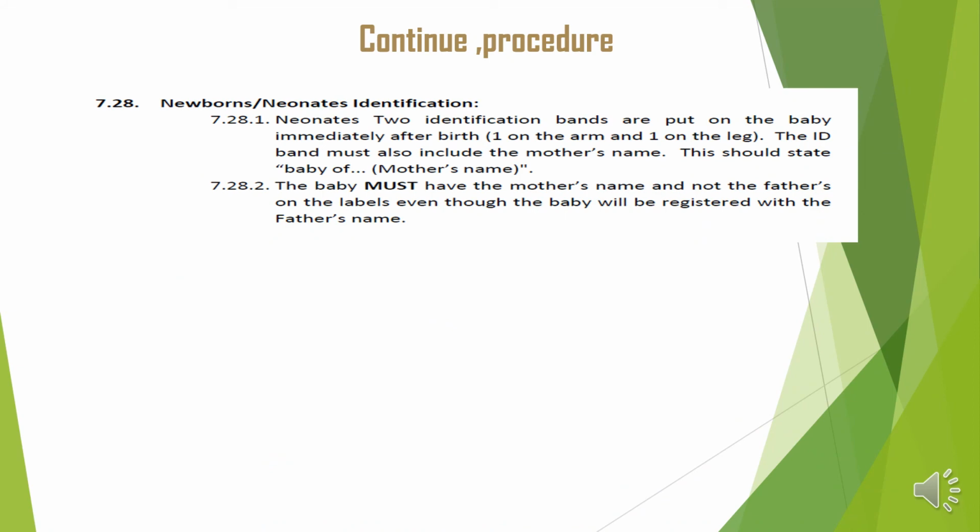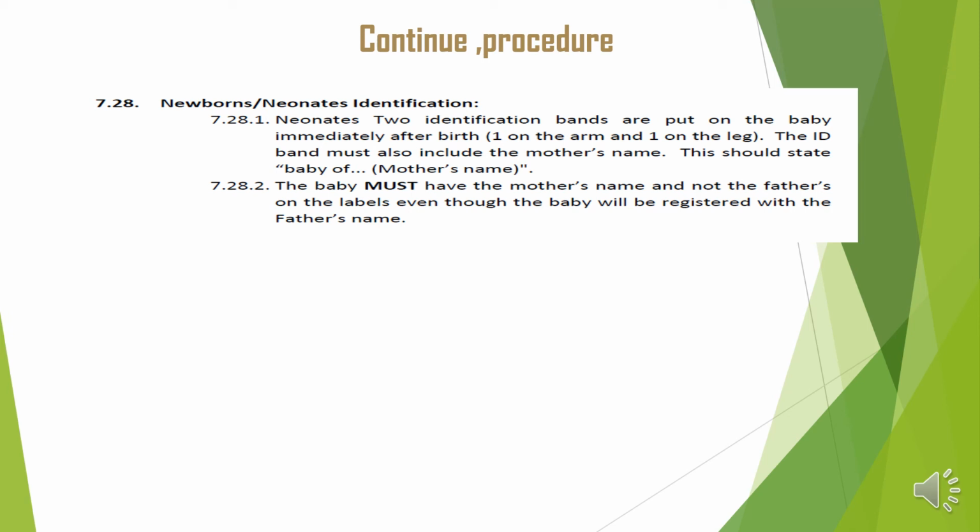How to identify a newborn and neonate? Two identification bands have to be put on the neonate or newborn. They are put on the baby immediately after birth. One on one arm and the other on a leg. The ID band must also include the mother's name. This should state baby boy of, or baby girl of, and then the name of the mother.